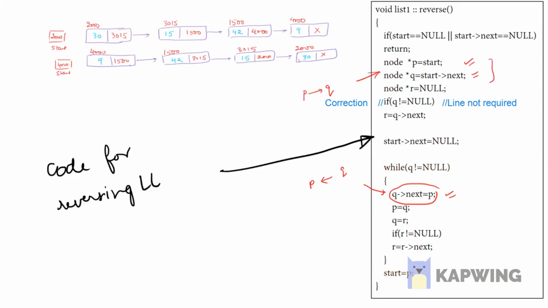In this manner, this is the whole code of reversing the linked list. The basic code, which is the underlying criteria, is that P was equal to start, and Q was one step ahead of that, that is start next. P was the previous pointer and Q was the next pointer. When you are reversing, Q should point back to P, that is Q next should be equal to P. This is the core component used in the reversal of the linked list. This is the final code of the reversal.